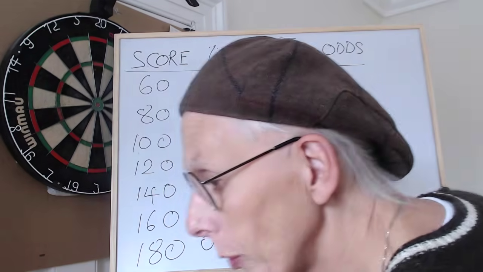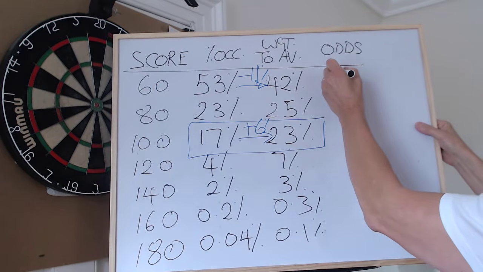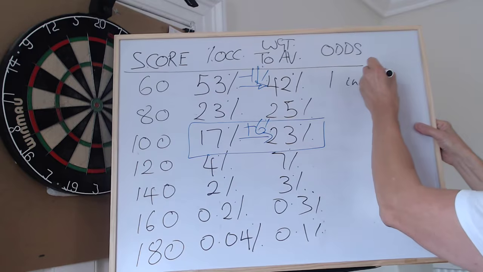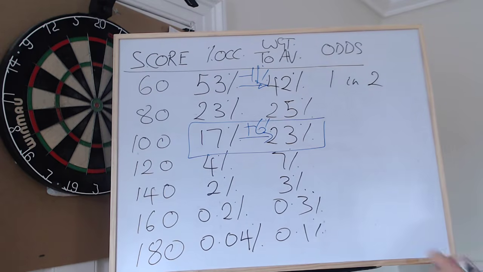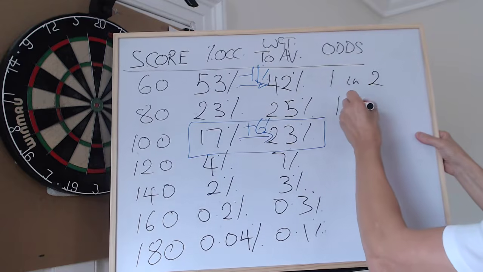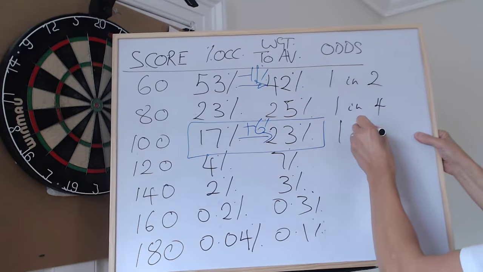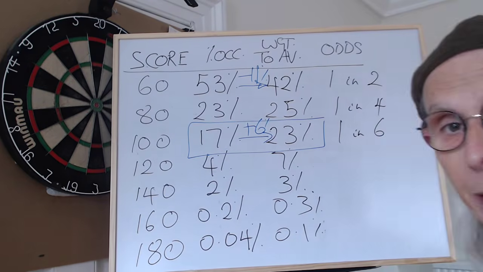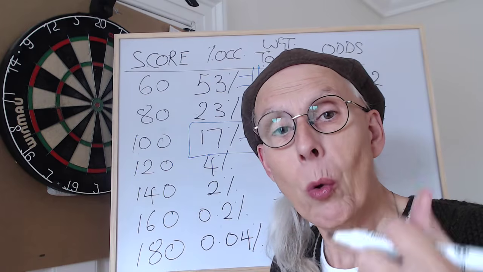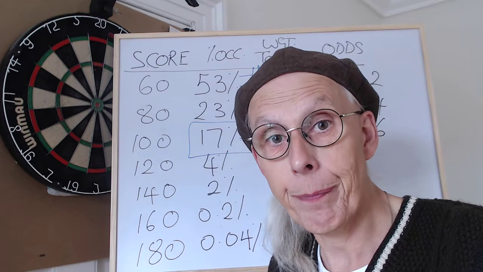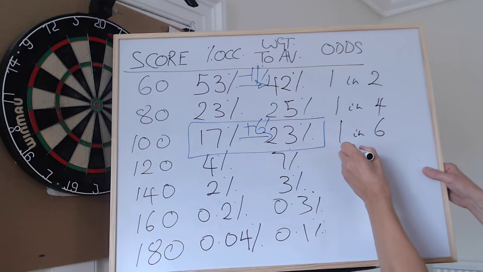And then last of all we can just write down the odds here. So you get a 60 roughly 1 in 2 times, or sorry, Tony does. Roughly 1 in 2 times he gets a 60. This is roughly 1 in 4 times he gets an 80. He gets a ton roughly 1 in 6 times. And that's pretty surprising, right? For a blindfold player who's hitting the 20 segment, 1 in 6 visits is a ton. Okay? And then it drops off the cliff.